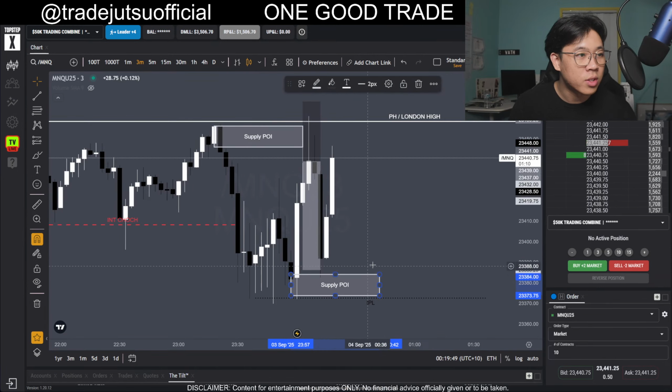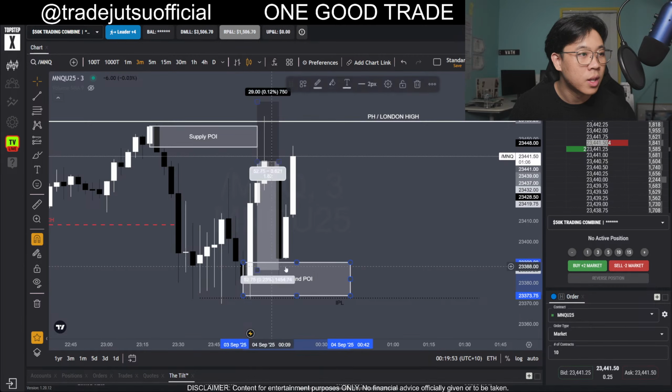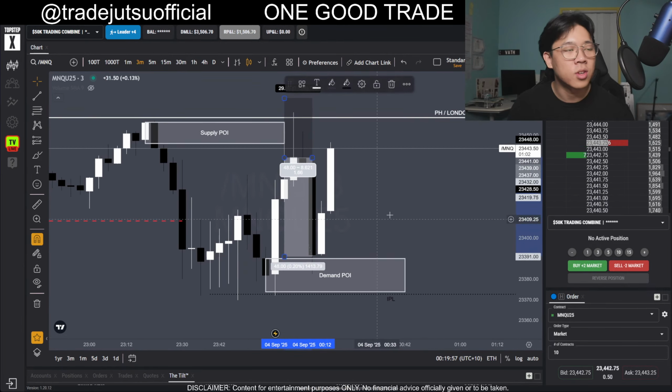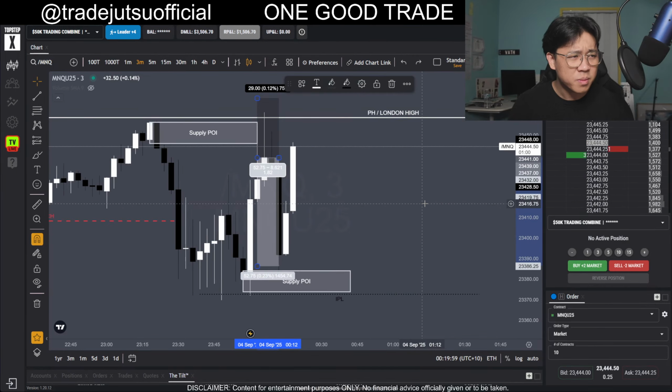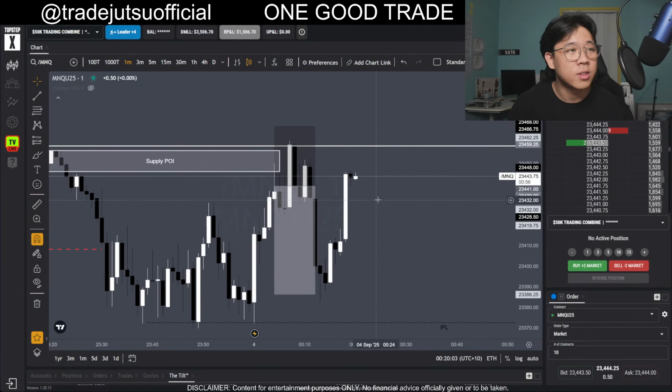So my point of interest, yeah, the demand would have been around here. Demand point of interest would have been like that. So my TP would have been somewhere in here. Okay, so either way, still a good trade. Yeah, very nice trade, and it looks like it's coming back.